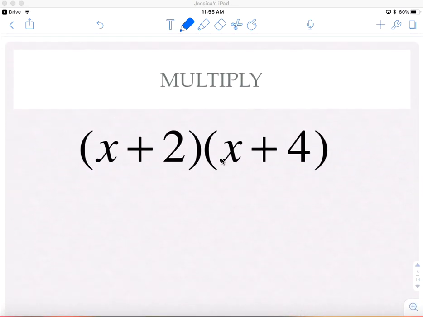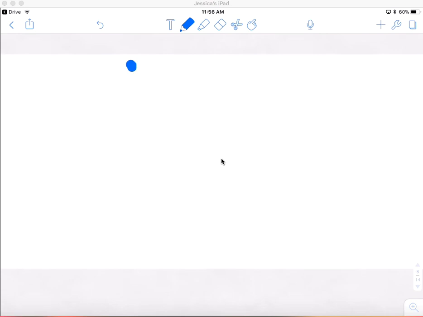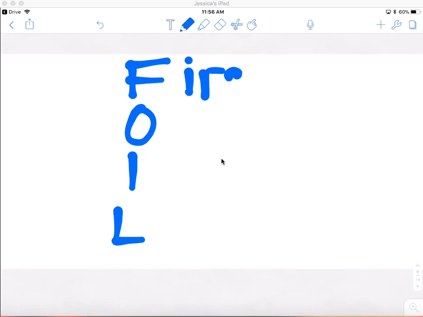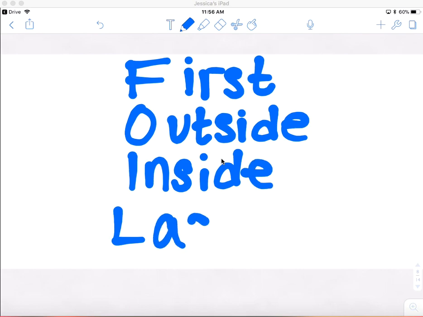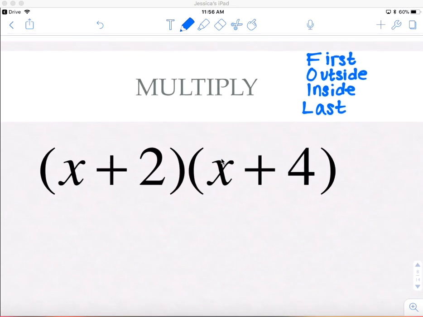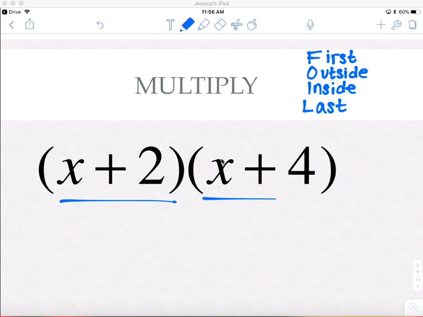Alright, now we're to the part of the video where we are going to go over FOIL. So before we start, I want you to write this down. When I say the word FOIL, you're going to follow these steps. F stands for first, O stands for outside, I stands for inside, and L stands for last. So when you are using FOIL, you're going to use it when you have what we call a binomial times a binomial, or in other words, a 2 by 2. We have 2 terms times 2 terms. It's basically distributive property twice.